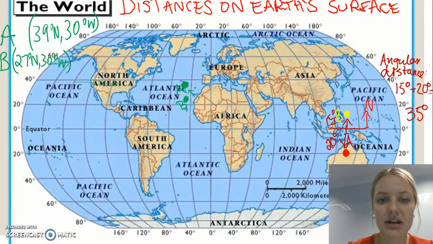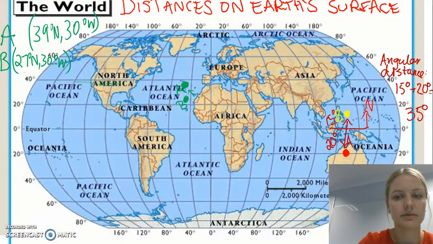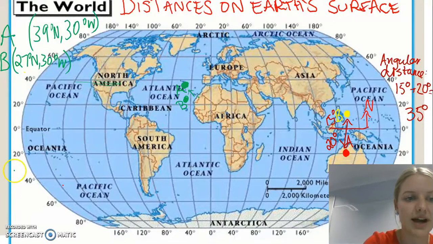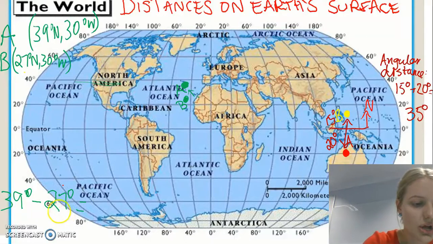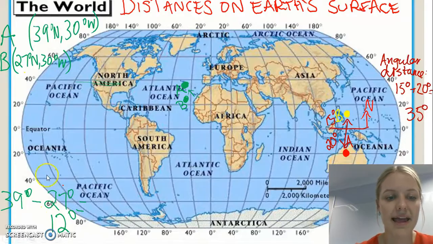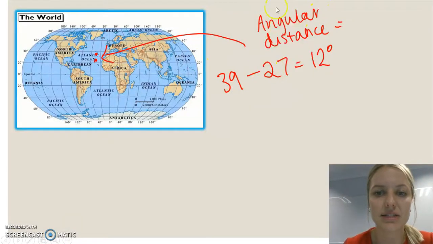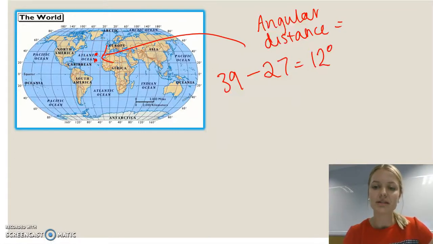So in this situation, instead of adding the degrees, they will need to be subtracted. So we've got 39 degrees north minus 27 degrees north. Okay, so it's 12 degrees is the angular distance between the point A and B. Now, using this angular distance that we've just worked out of 12 degrees, we can actually work out something called linear distance. Linear distance is how many kilometres you may have to fly to go from A to B.